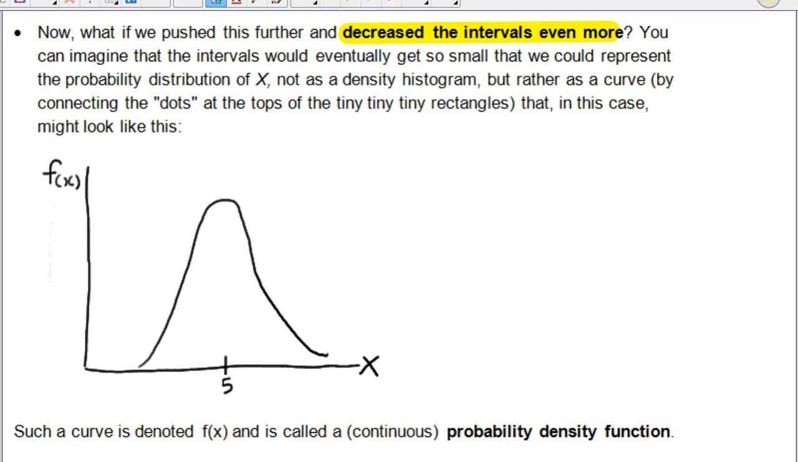By connecting the dots of the tops of the teeny rectangles, you'll end up with something like that. You end up with a function. Now, this function here is what we call the probability density function. So that function that we have there is what we call the probability density function, and it's very important.